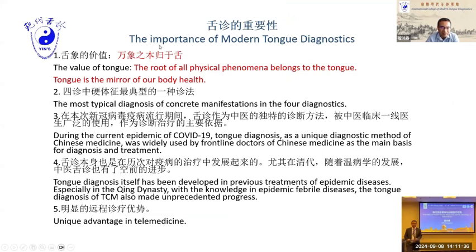The tongue diagnosis is so important because the root of all physical phenomena belongs to the tongue. The tongue is the mirror of our body health. The most typical diagnosis of concrete manifestation in the four diagnoses is the tongue diagnosis.